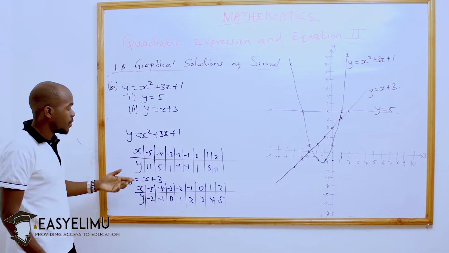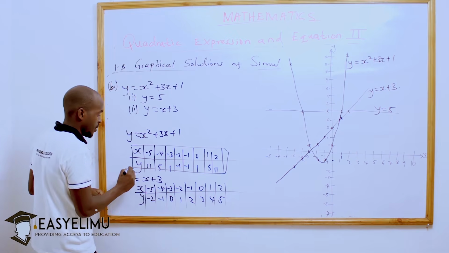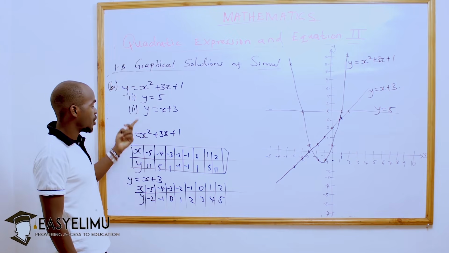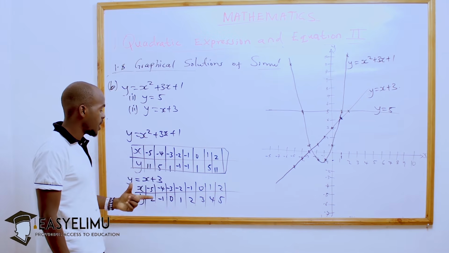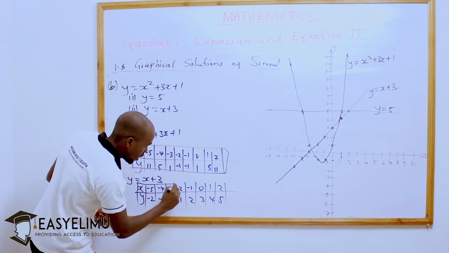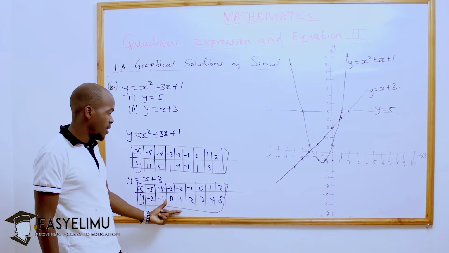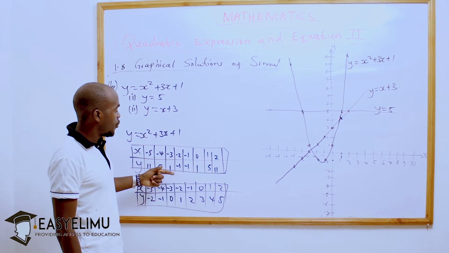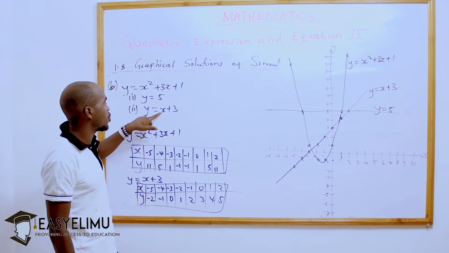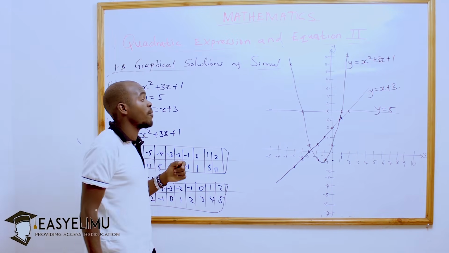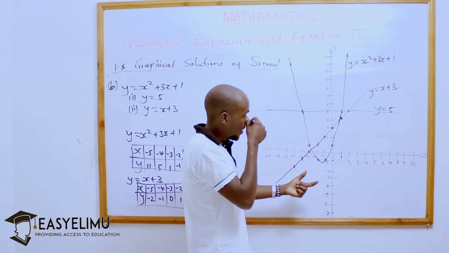Now we have formed some tables for the given equations. For the quadratic equation y equals x squared plus 3x plus 1, we have found the table is like this. And for the second one, the linear function y equals x plus 3, we have found the table is in this process. So if we draw the graphs of y equals 5, y equals x plus 3, and this one on the same Cartesian plane, we are going to find the graphs are identical as we have seen here.